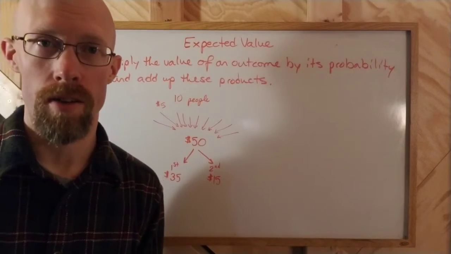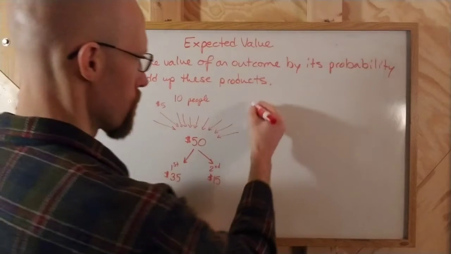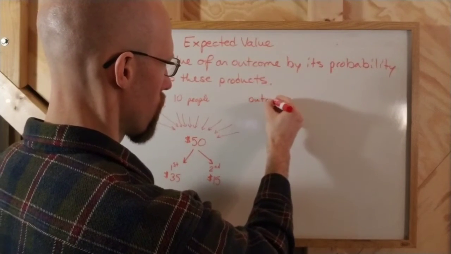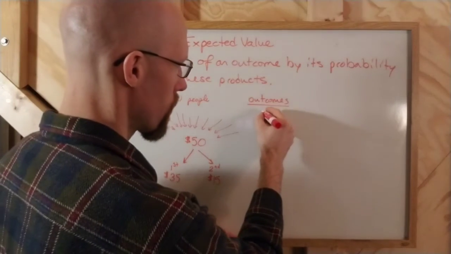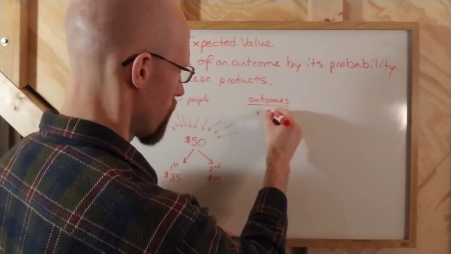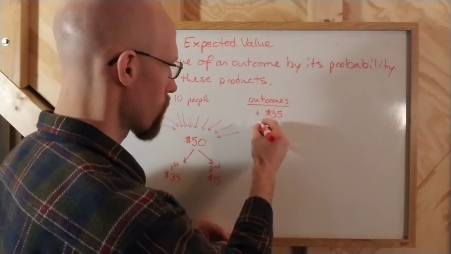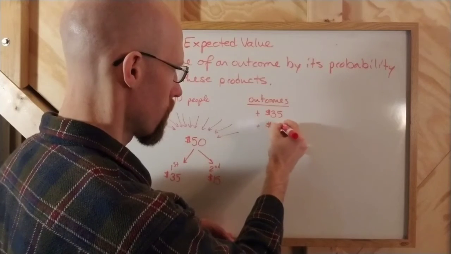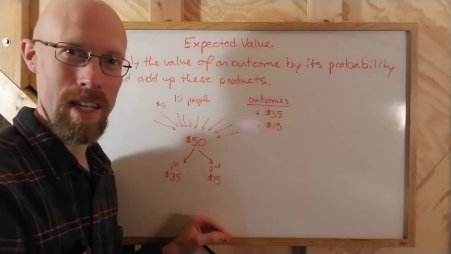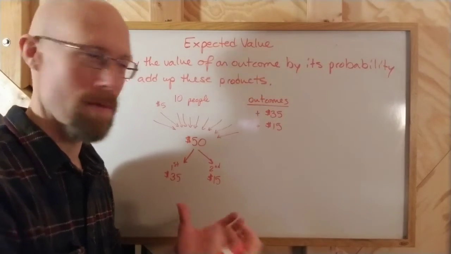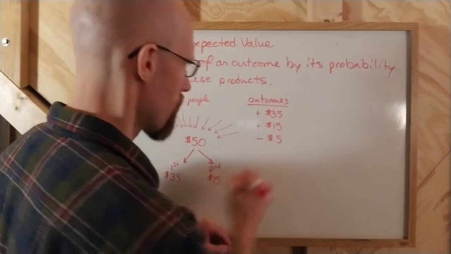Now, how does this play out in an expected value? Well, you have the outcomes. What are the possible outcomes? Well, you could win $35, right? You could be up 35. You could be up 15, so you could make $15. Or you could lose $5, right? If you put money in and you didn't win, if you were one of the bottom 8 people, you could lose $5.